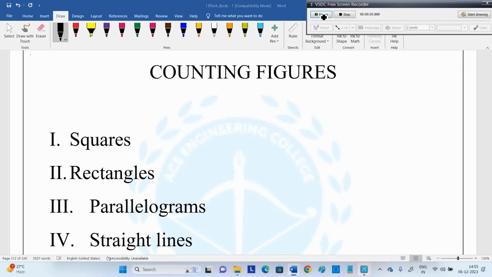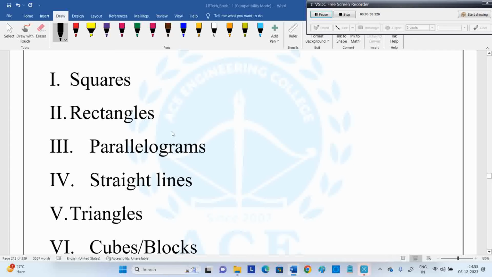In the counting figures topic, we have squares, rectangles, parallelograms, straight lines, and triangles. You need to count the number of cubes or blocks in the given diagram. We are done with triangles already. Now let me go ahead with squares, rectangles, parallelograms, and straight lines one by one. As per the order here, first we'll start with the squares.